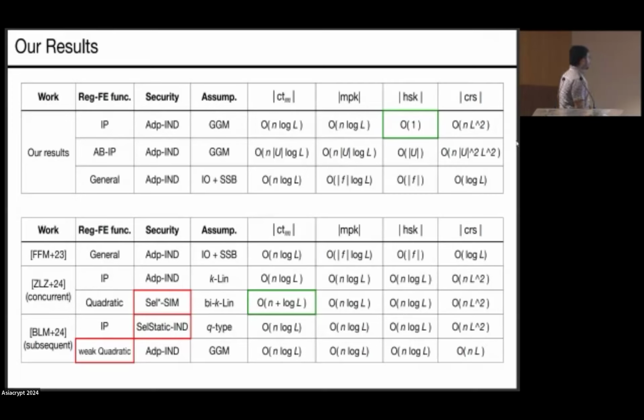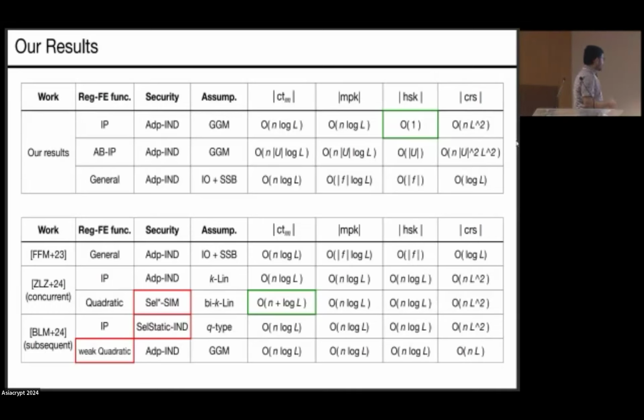Independently, Francati et al. also proposed this notion of registered FE, and they gave a construction of registered FE for general functions under a similar setup as well. And concurrently, Zhu et al. also proposed registered FE for IP with adaptive indistinguishable security under a Kalai assumption. They also gave a construction for quadratic functions with much better ciphertext size, but with very selective simulation security, where very selective means that the adversary must declare all the functions at the time of setup.